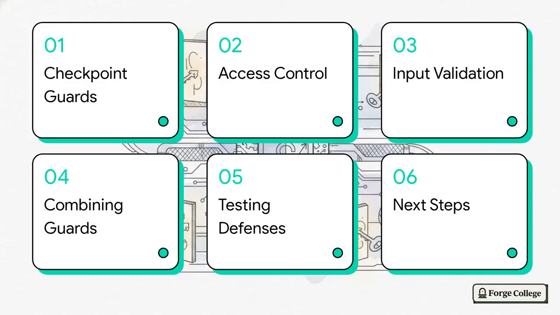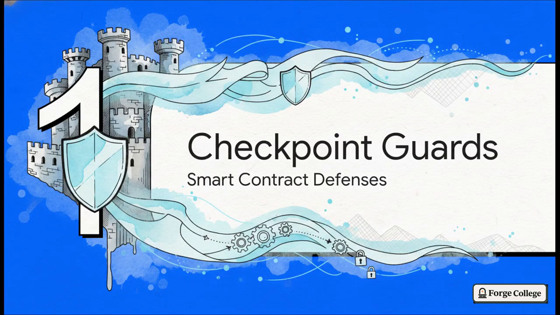Okay, let's take a quick look at the blueprint we've sketched out for today. We'll start with smart contract checkpoint guards, then we'll dive into access control and input validation. After that, we're going to look at combining guards, testing your defenses, and finally, we'll wrap it all up with our next steps. All right, let's jump right into part one, smart contract checkpoint guards.